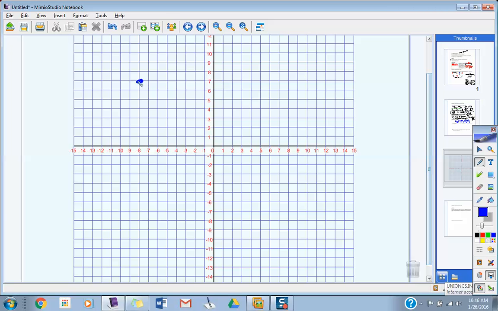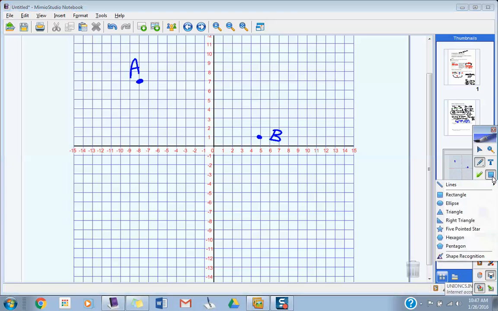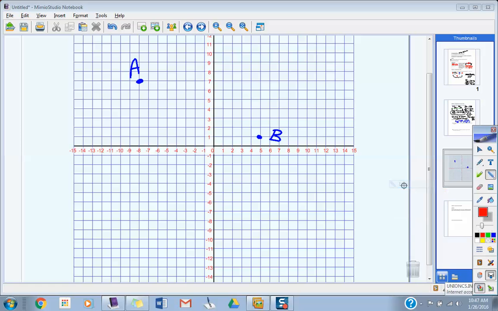What point do they call that? A. And what's the other point? 5, 1. Right 5 up 1. B. So there's a line segment right in here. You don't have to draw this, just pay attention. Okay, we're trying to find the midpoint, or the coordinate of the midpoint for that.